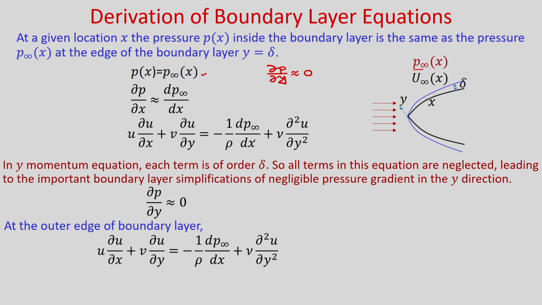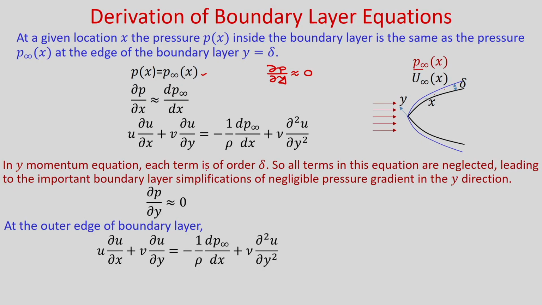And in the y component of the momentum equation, each term, the inertia terms, viscous term and the pressure gradient term, will be of order δ. So we can neglect the other terms, so that it becomes ∂P/∂y equal to 0. So in the y momentum equation each term is of order δ, leading to the important boundary layer simplification of negligible pressure gradient in the y direction. So ∂P/∂y will be 0.